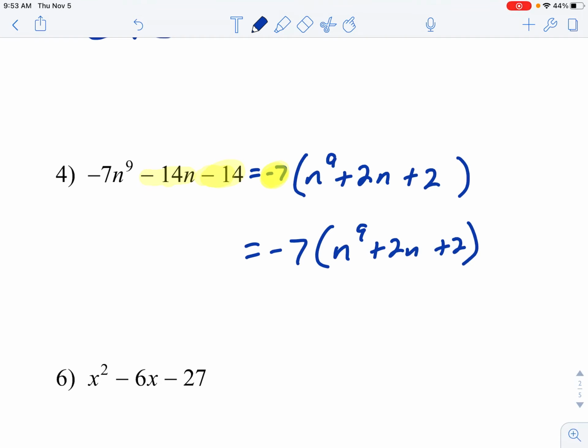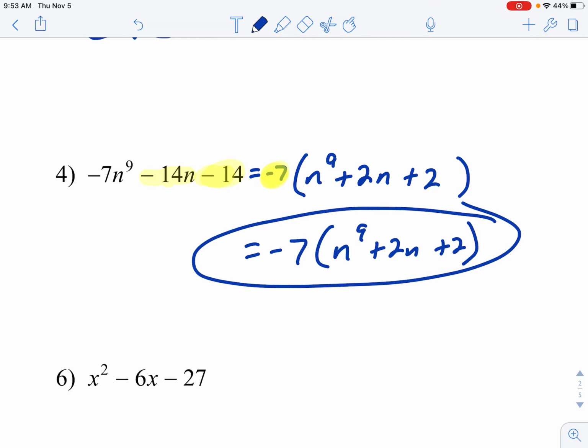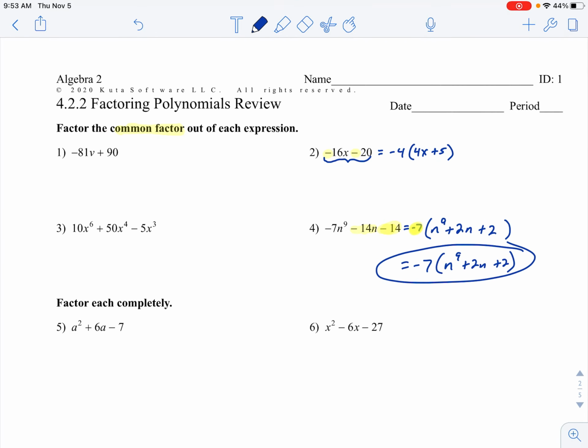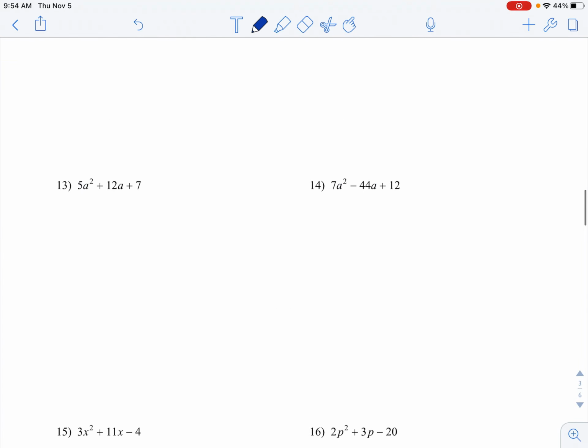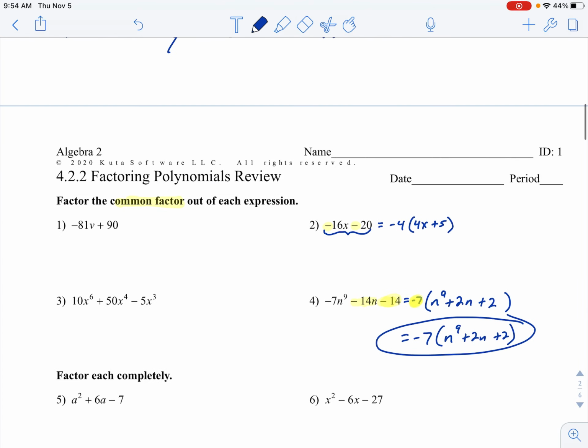And again, if you want to, you can distribute the negative 7 in there and see if you get the original answer. You will. I'm not going to waste your time doing that. But there it is. Now, I just realized I never checked number 2, so let me check number 2 and number 4. I'll scroll down right now and do that. So there's number 2, and there's number 4, exactly like it should be. So those are common factoring. Yeah, I'll leave it at that. You do 1 and 3, be sure to check yourself.